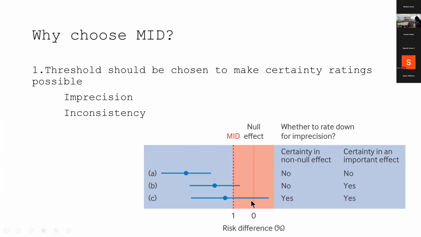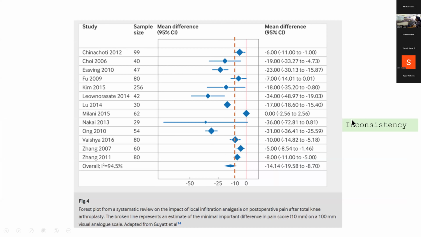This study is also similar. You will rate it down for imprecision. Whether you use a null threshold or the MID, this one you will definitely rate it down for imprecision. And we also saw how you need that MID to rate it down for inconsistency.